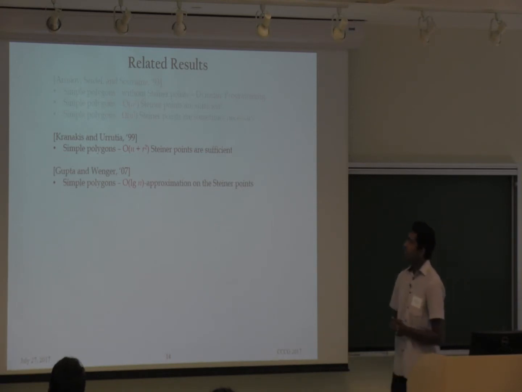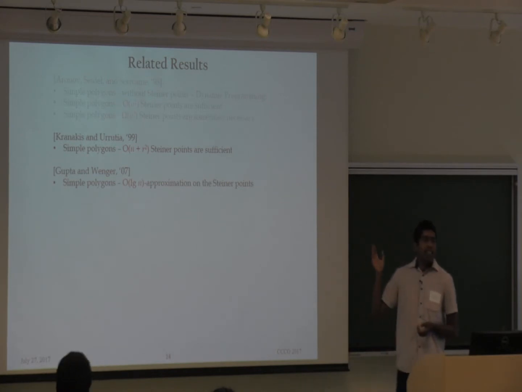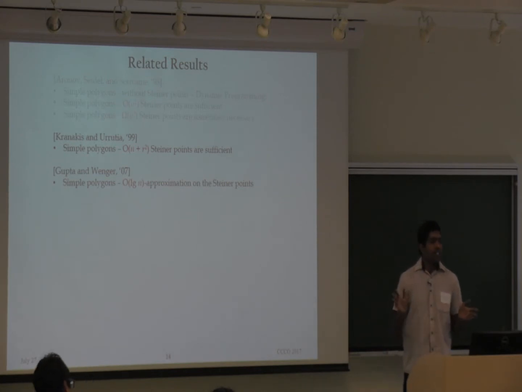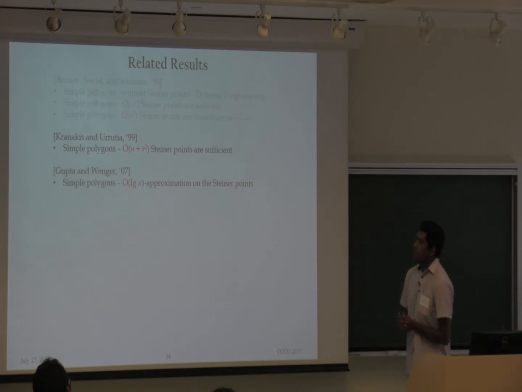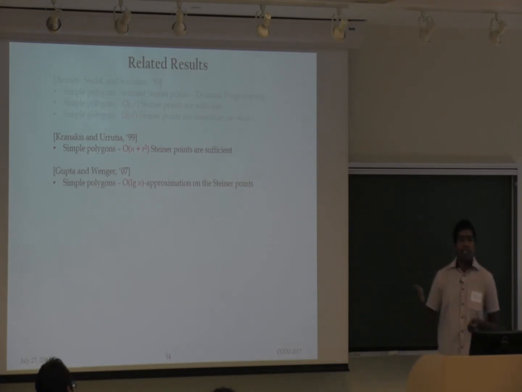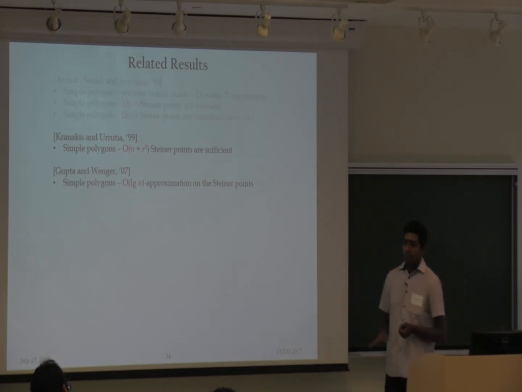How they improve: Kranakis and Urrutia showed that order n plus r squared Steiner points suffice, where r is of course the number of reflex vertices. Then Gupta and Wenger showed that you can actually approximate the number of Steiner points, and they gave a log n approximation. So these were all for simple polygons.